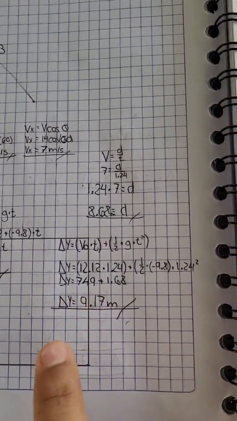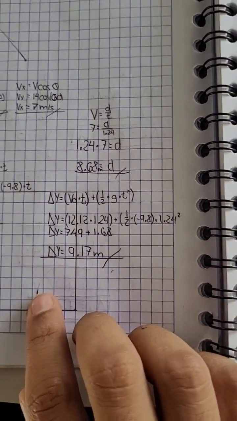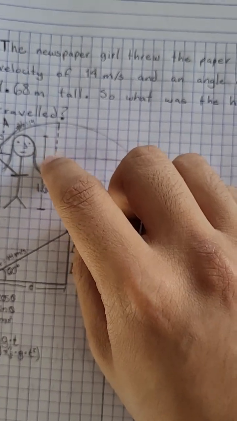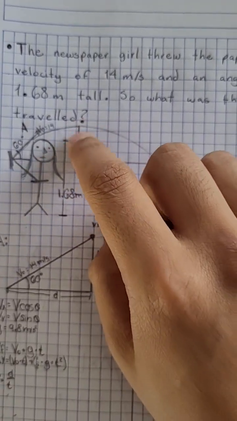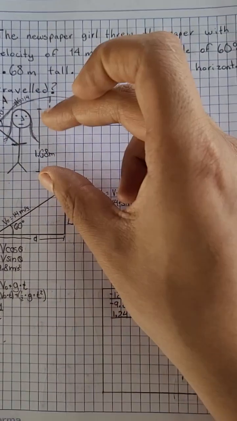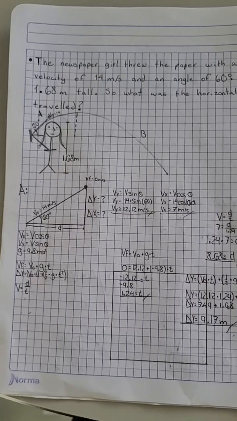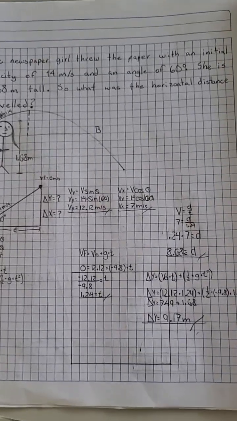Now that brings us to the second part of the exercise. First of all, we also need to get the height from here to here, because if we calculate that height, then we add the 1.68 meters that you could say is her height.